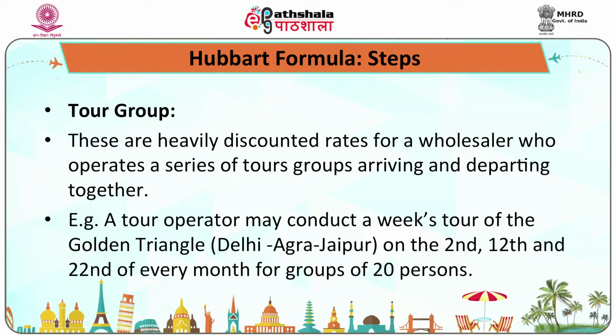Tour group. These are heavily discounted rates for a wholesaler who operates a series of tour groups arriving and departing together. For example, a tour operator may conduct a week's tour of the Golden Triangle, that is Delhi, Jaipur, Agra, on the 2nd, 12th and 22nd of every month for a group of 20 persons. He guarantees the hotel that he would provide this series of business every month for a period of 1 year.